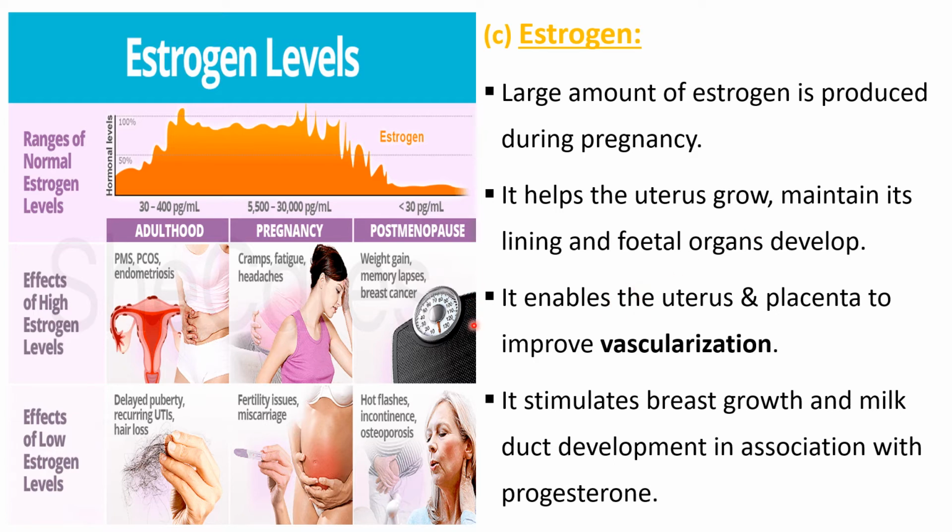Estrogen enables the uterus and placenta to improve vascularization. Vascularization is nothing but the formation and development of many blood vessels. There should be proper availability of blood vessels for supplying purposes to the fetus, like the nutrients. Then estrogen stimulates breast growth and milk duct development in association with progesterone. Estrogen does not work alone. It works in association with the progesterone in stimulating the breast growth and milk duct development.